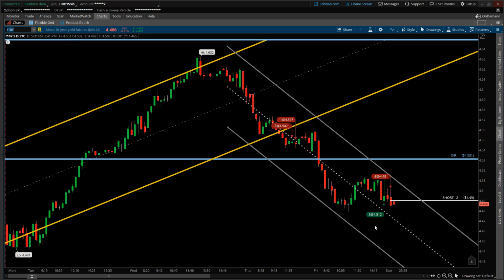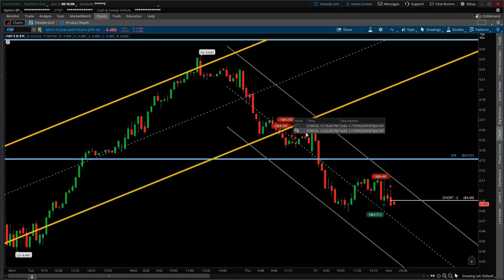Thinkorswim closed out my position, or TD Ameritrade closed out my position as my short was closed out right here, May 31st at 4:18 in the afternoon. So I thought I was still holding the same short position that I started taking last week.